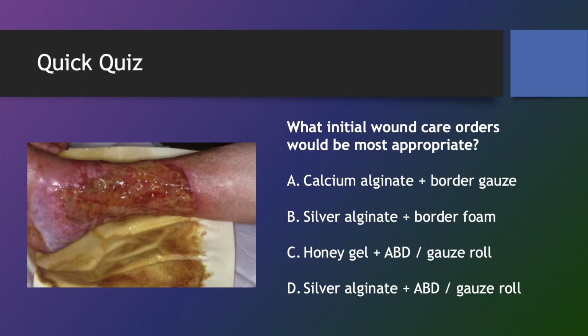Let's do a quick quiz to check our learning. Let's say we have a patient who presents with a wound that looks like this on the left. What initial wound care orders would be most appropriate? A. Calcium alginate plus border gauze. B. Silver alginate plus border foam. C. Honey gel plus ABD and gauze roll. Or D, silver alginate plus ABD and gauze roll? I'll go ahead and give you folks a minute or so to take a look at this.